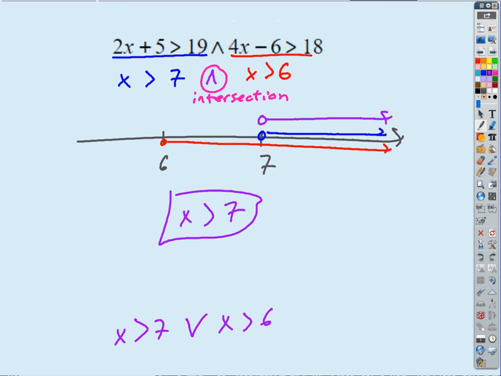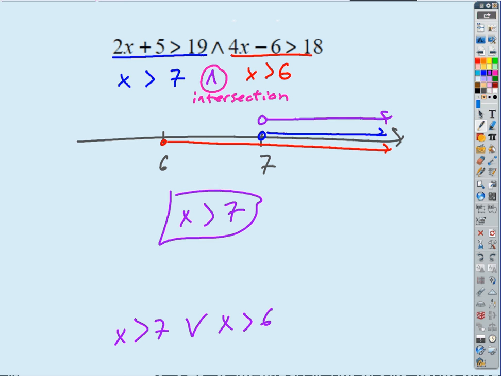Raise your hand if you are taller than 5'8" or shorter than 5'8". Everybody's hands would go up, right? Because only one of those things has to be true. So what would the answer then be? What would the solution be? When is x greater than 7 or greater than 6?